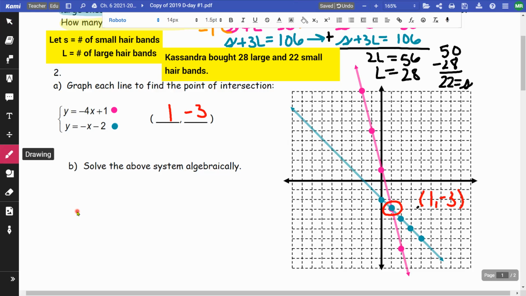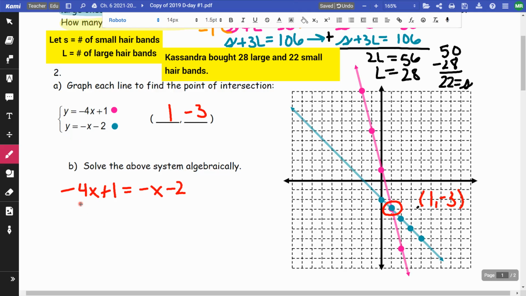Then I'm going to solve this algebraically, and I hopefully will get the same answer. So since both of these are in y equal form, I'm going to use equal values. So I am going to take -4x plus 1, and I'm going to set it equal to -x minus 2. I am going to try to do my x's first.